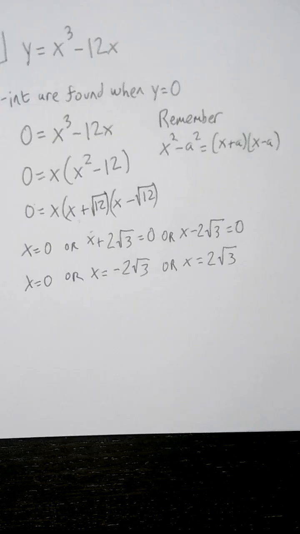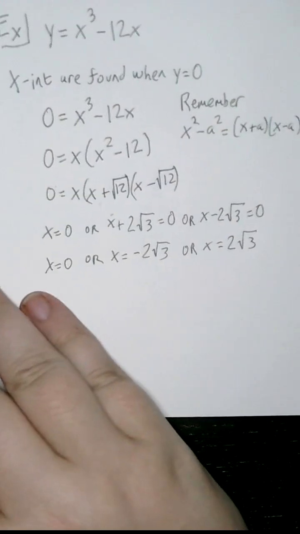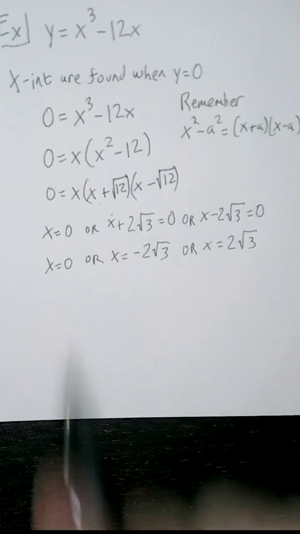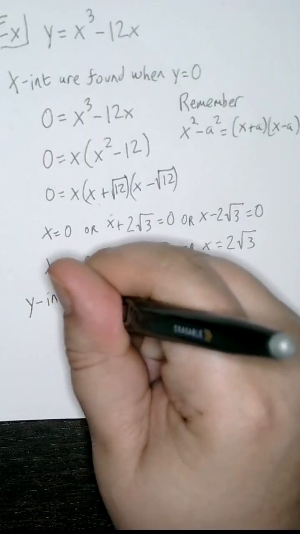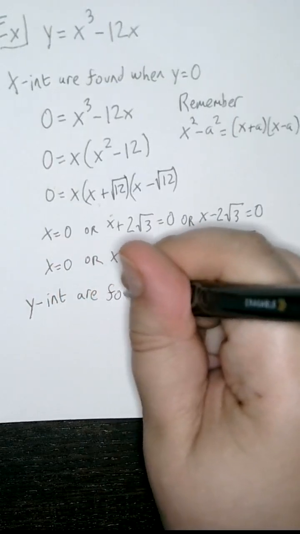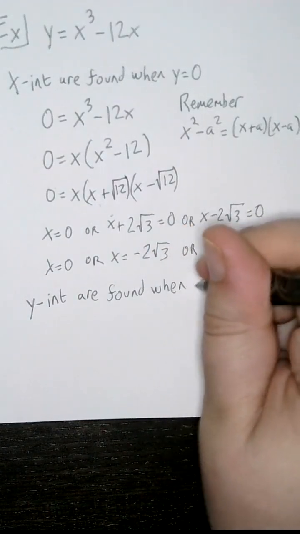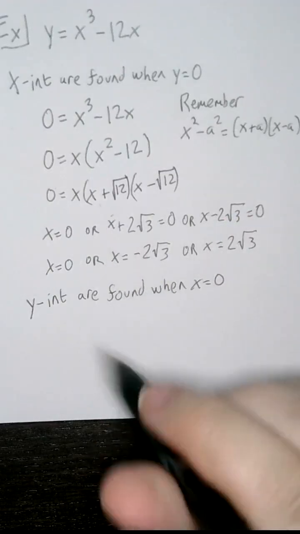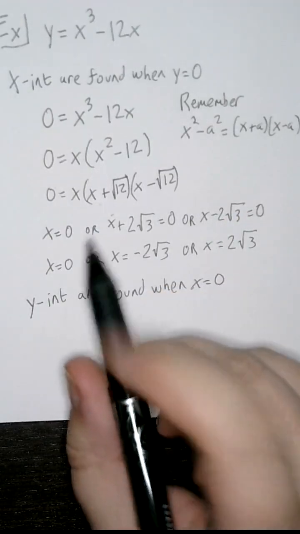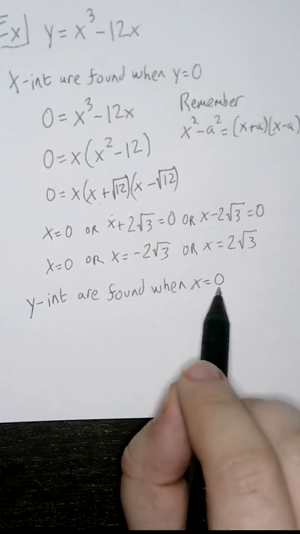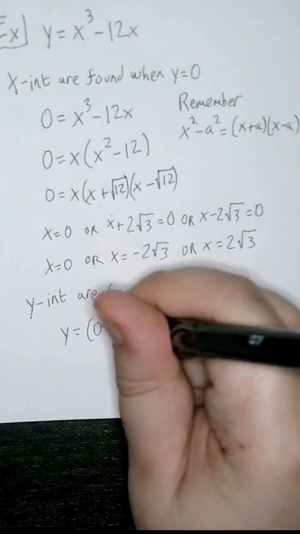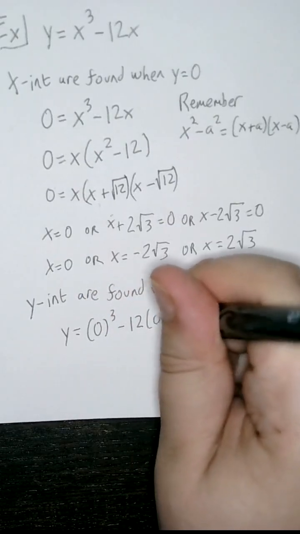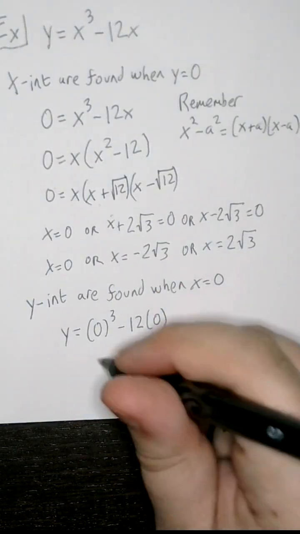So let's go ahead and talk about how to find the y-intercepts. We found the x-intercept, so that's going to be really important when it comes to our graph. Now let's find the y-intercept. Y-intercepts are found when x equals 0. So to find the y-intercept, I plug in 0 everywhere I see an x. So I have y is equal to 0 cubed minus 12 times 0. If that's the case, then what must y equal?